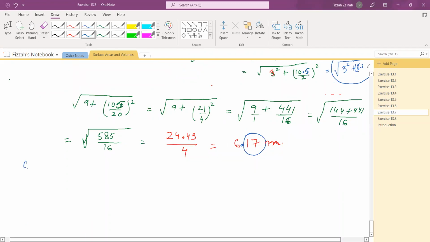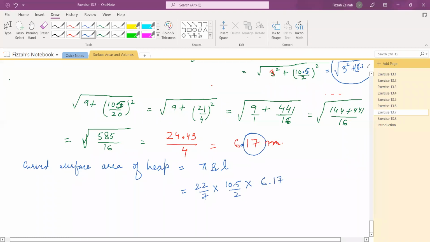Now, curved surface area of the heap, because we are finding out the curved surface area of the heap, that is pi r l. Fine. So 22 by 7 into r, which is 10.5 divided by 2, into L, which I have found out as 6.17. Let us assume it.